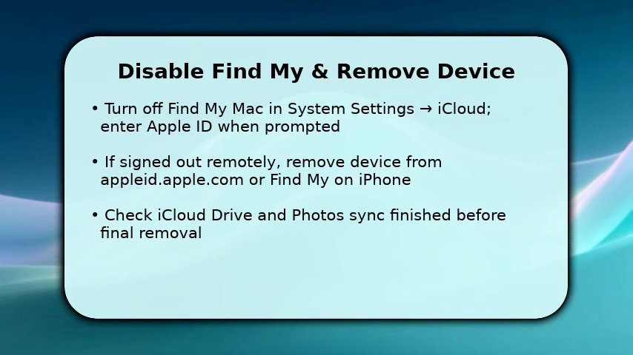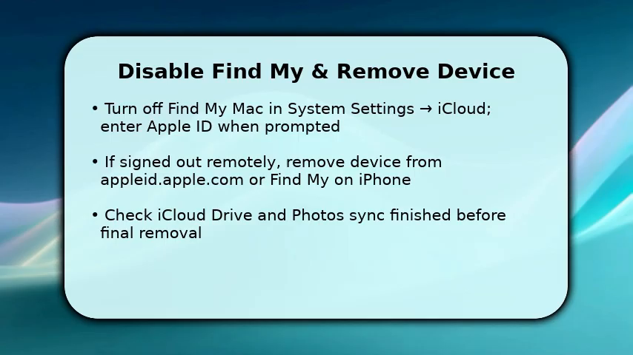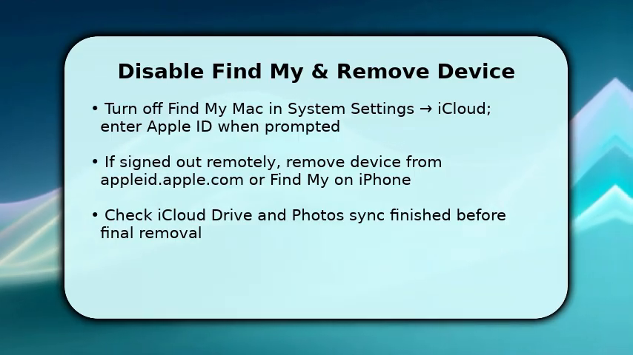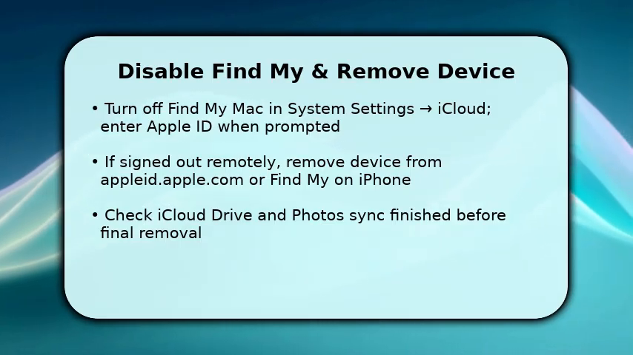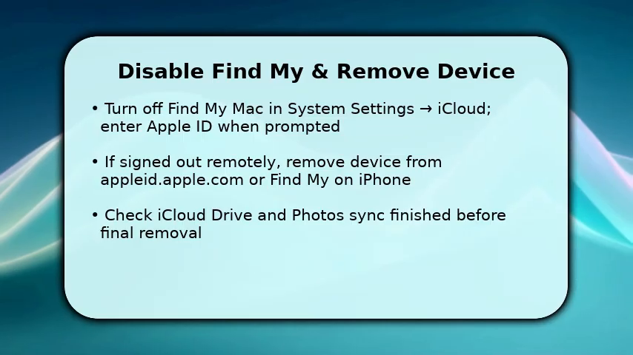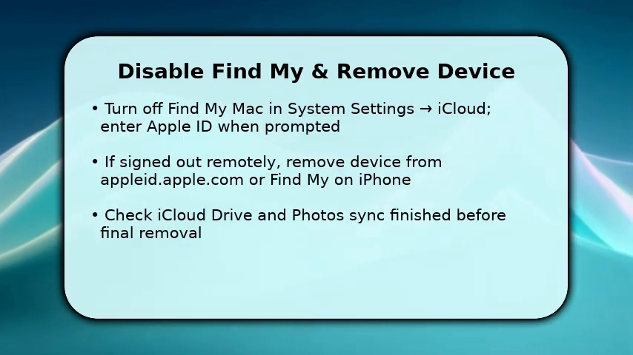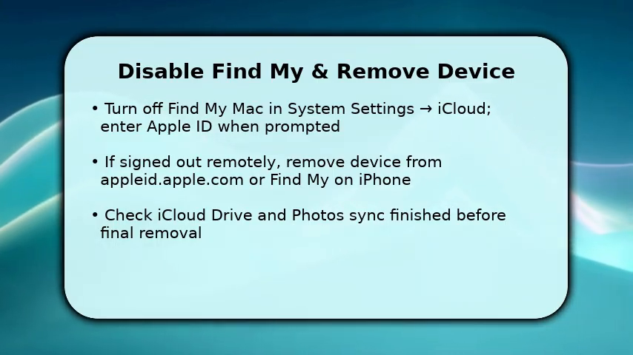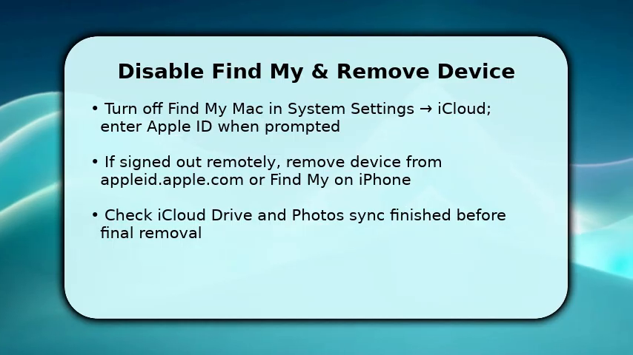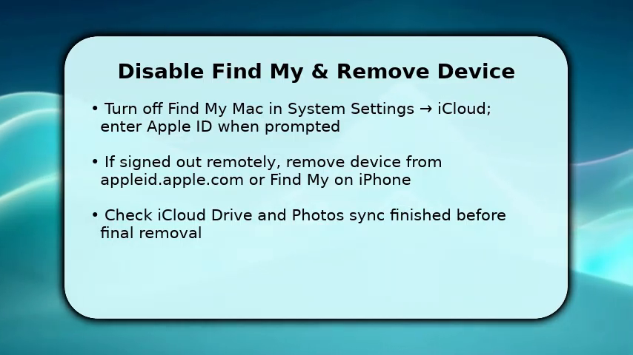Now focus on deactivating location and activation protections. In System Settings, go to iCloud or Find My and turn off Find My Mac. You will enter your Apple ID password to confirm. If you already removed the Mac remotely from another device, visit Apple.com or the Find My app to remove the computer from your devices list. Make sure iCloud Drive and Photos show sync complete to avoid missing files.